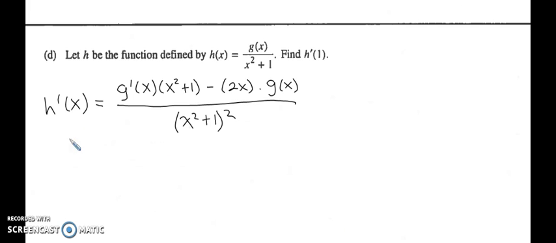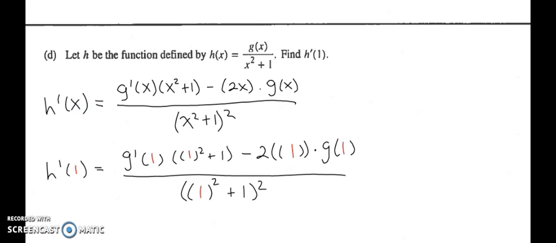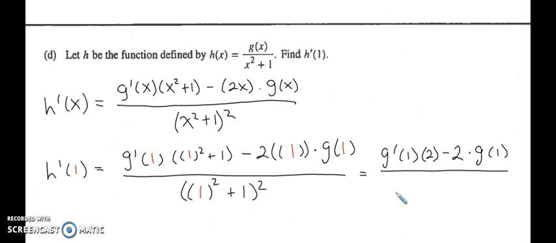Now that we have this, we're just going to change every x to a 1. So this is pretty much what we get. And we have g prime of 1 times 1 squared plus 1. That's going to be 2. So g prime of 1 times 2 minus, and then this is going to be 2 times g of 1. All of this over 2 squared, or 4.